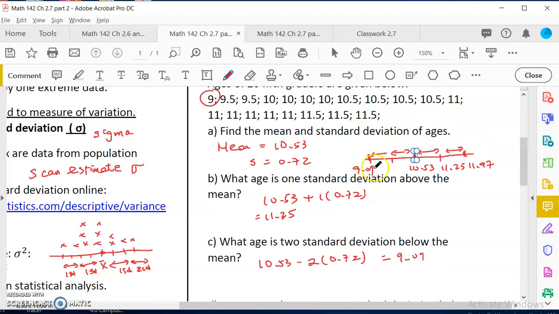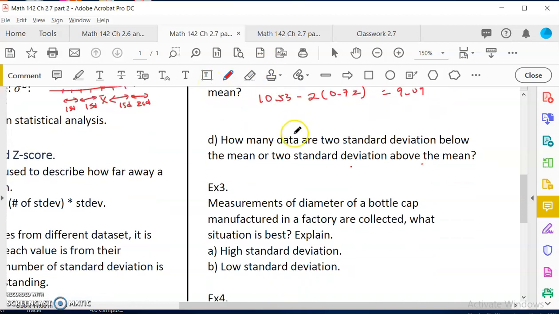What about 9.09? Is there any data that is below 9.09? It's 9. 9 is below 9.09. So we do have one data, 9. How many data? One data. The data of 9 is two standard deviations below the mean.